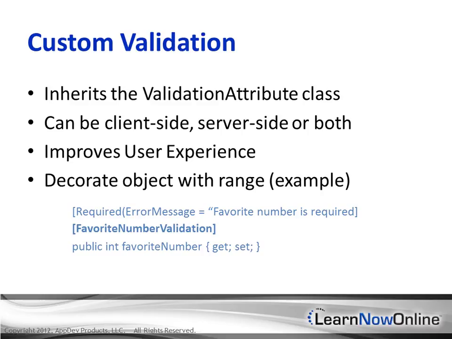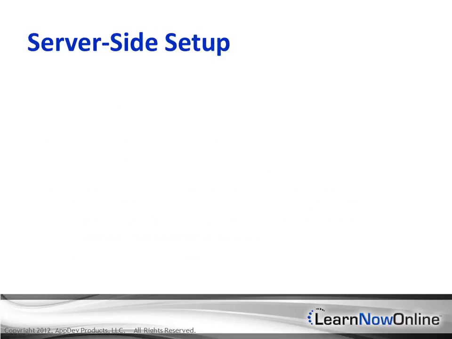Here we have required, which is an out of the box attribute that we can use with an error message saying favorite number is required. And in bold you see that favorite number validation is our custom validation attribute that we have created. So let's look at how this was actually done.